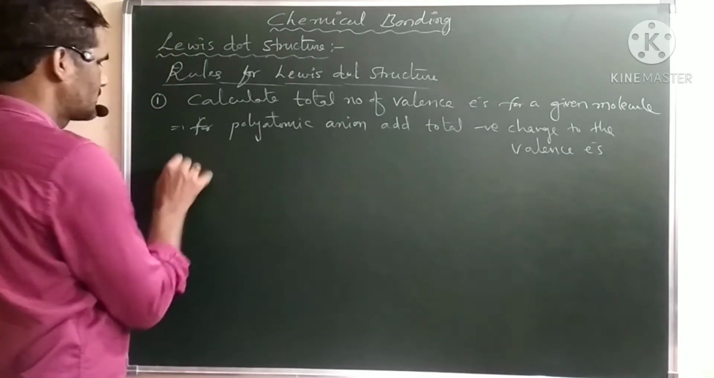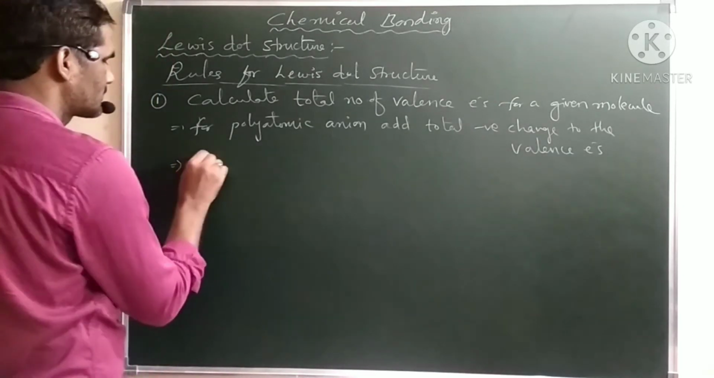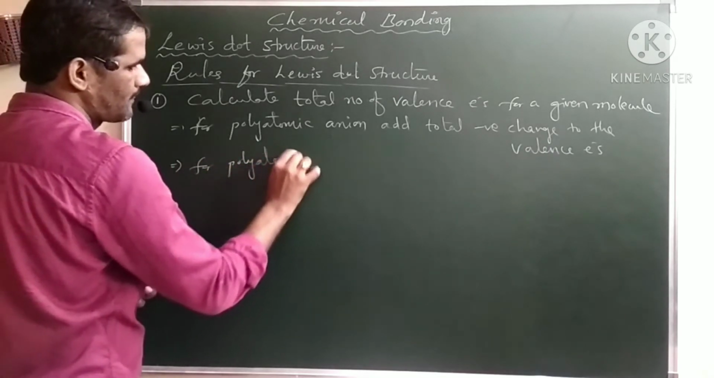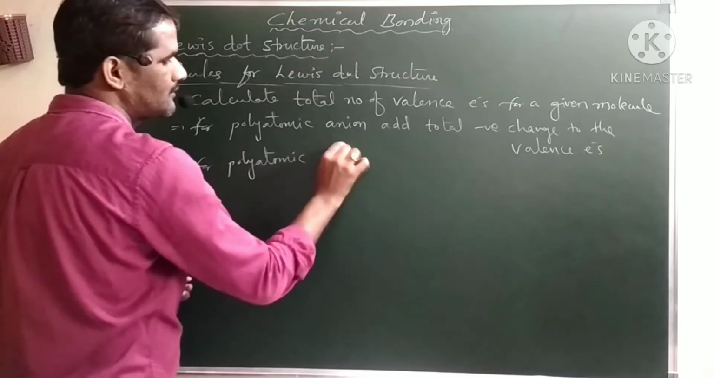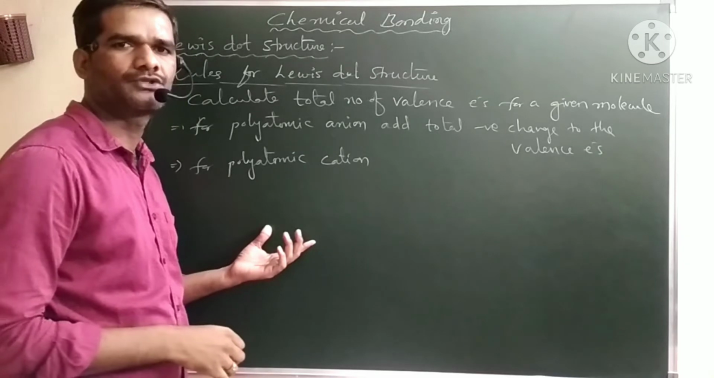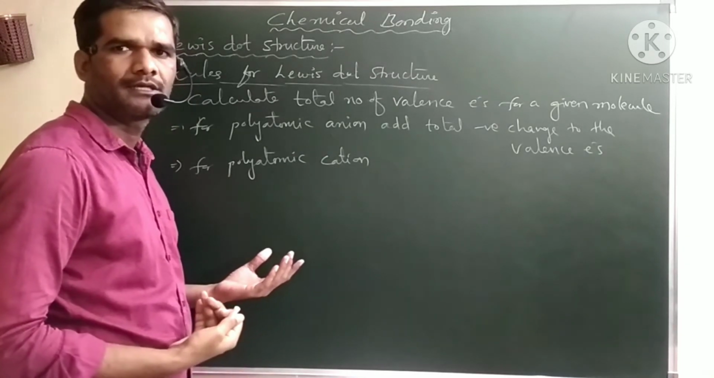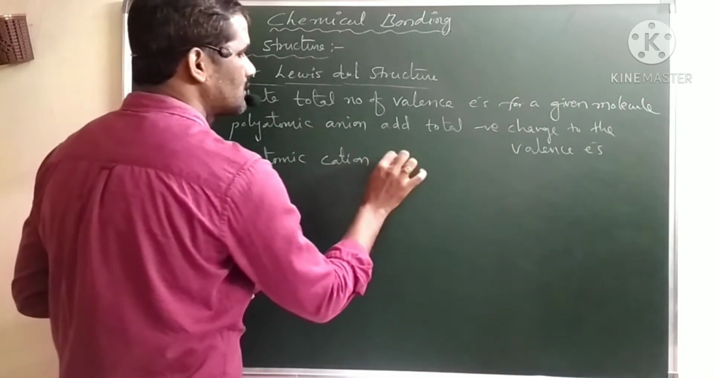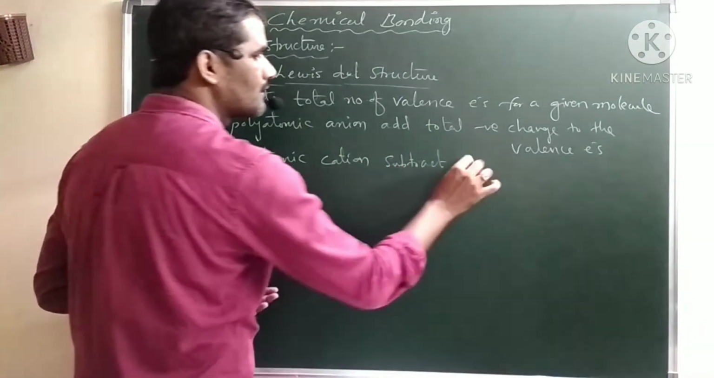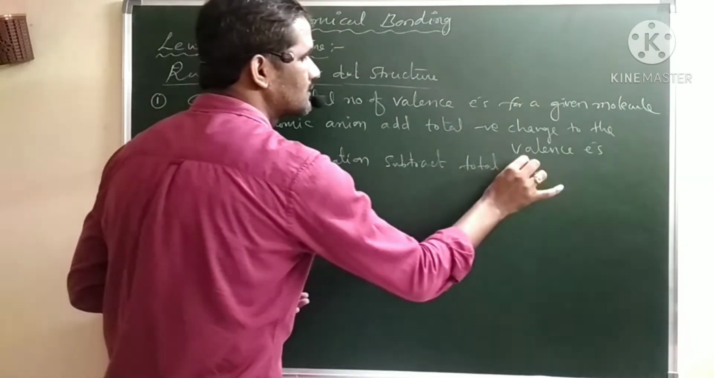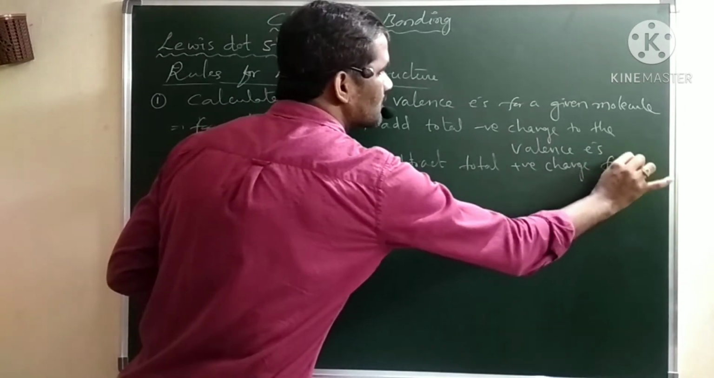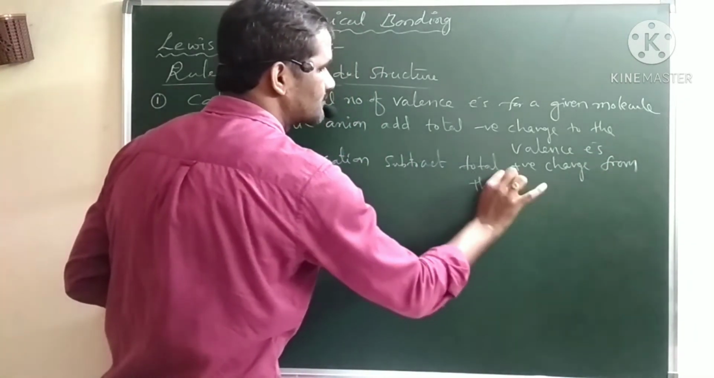If it is a polyatomic cation, cation means after removal of electrons we get a positive charge, so we have to subtract the total positive charge from the valence electrons.